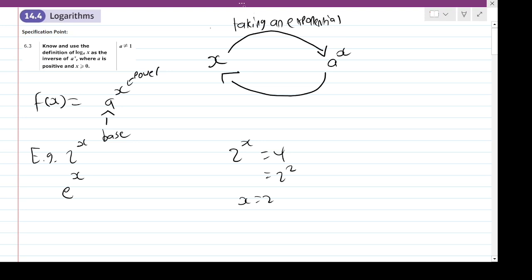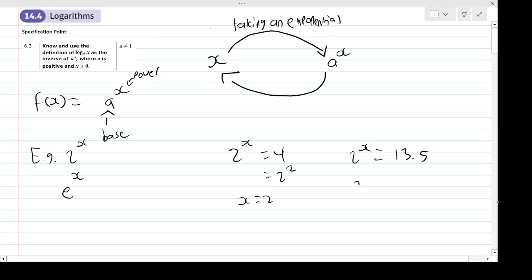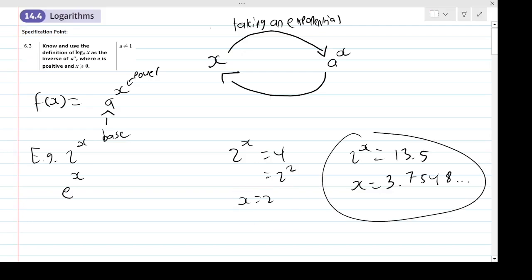But in cases such as 2 to the x is say 13.5, it's pretty much impossible to just work out manually. Just spotting what the solution would be, it'd be a very nasty number. And actually, it turns out that the value of x here, the power of x, is this decimal 3.7548 and it keeps going on. You wouldn't be able to spot that just by guessing, compared to here where x is 2, we can see that clearly. We don't clearly know what the power x will be here.